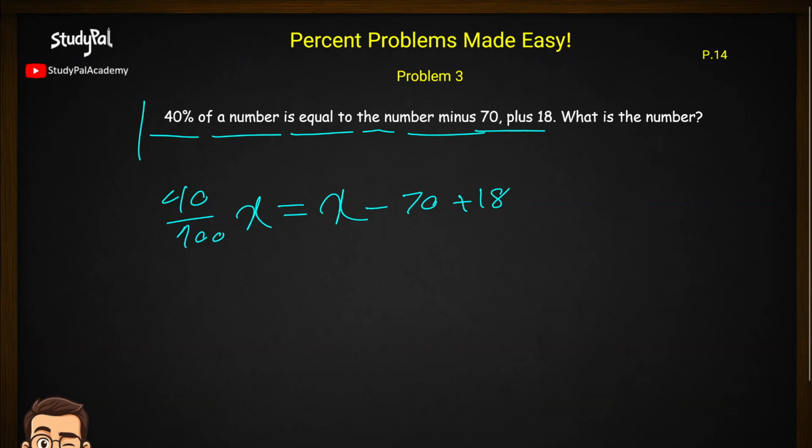We can simplify things a little bit. How? We have, again, 40 here and 100 in the denominator. We can say these two zeros just go away. And 4 divided by 2 is 2, and 10 divided by 2 is 5. So on the left-hand side, I have 2 over 5 of x. On the right-hand side, we have x minus 70 plus 18. So this is a very easy linear equation. I trust that you can solve it by yourself, so I'm going to go to the next problem.